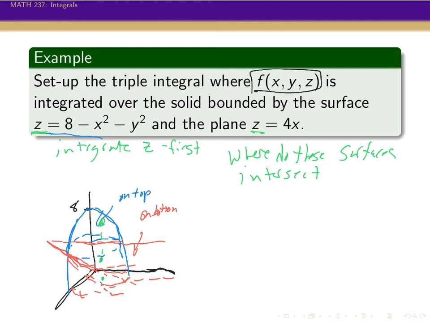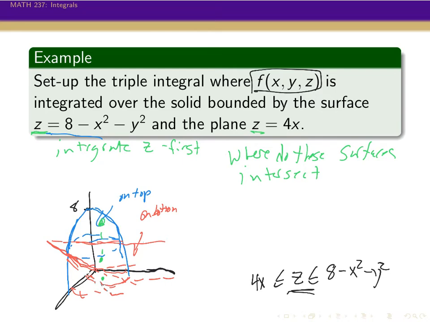Okay. So our z bounds are, we're starting from the plane, which is 4x, going up to the paraboloid, 8 minus x squared minus y squared. Okay, so now we need to figure out where these intersect, but we just really want to know what are the x and y points in the intersect. We don't really care about z anymore because we've taken care of z here, right? And so since both of these are z equals, we can just set the two equations equal to each other, have the z gone, and now we're left with just an equation in terms of x and y, right?